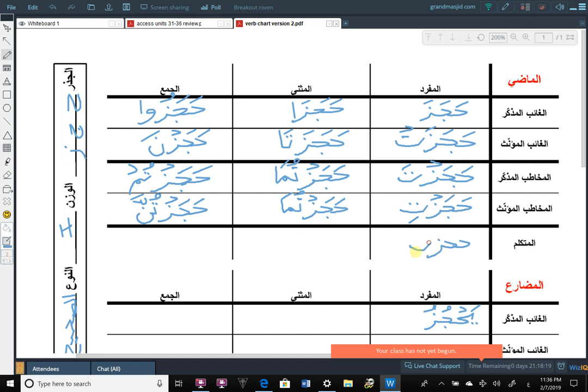The tu here represents ana, and it means ana. Versus up here, this ta, hajazat, that implies hiya. But here, tu, it means ana.